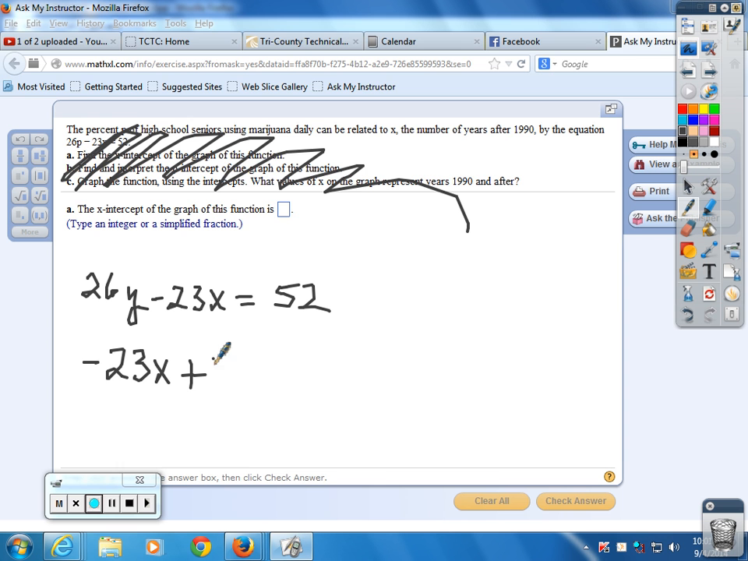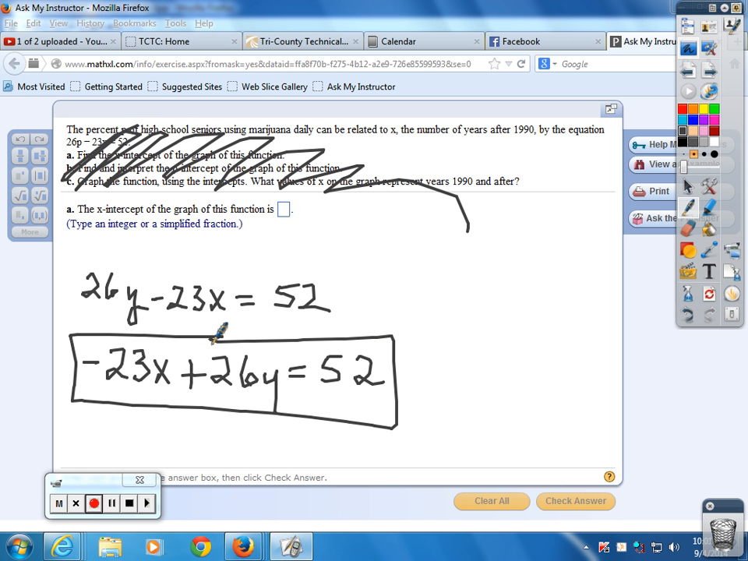Negative 23x plus 26y is equal to 52. There. Now that's the way you need to put it. Now everybody goes, oh, okay, I know how to do this now. Well, let's take this guy, and since this is a bunch of crap, let's take that.